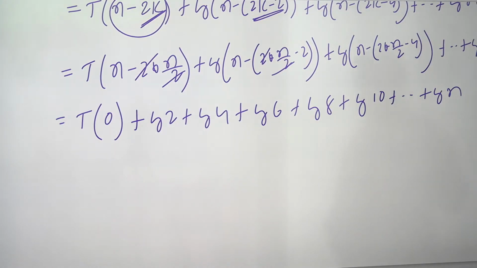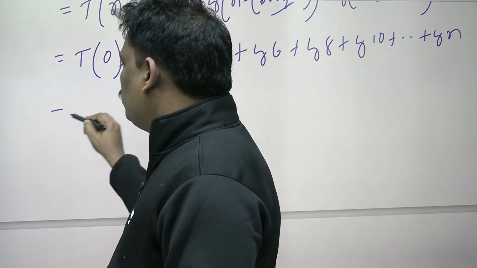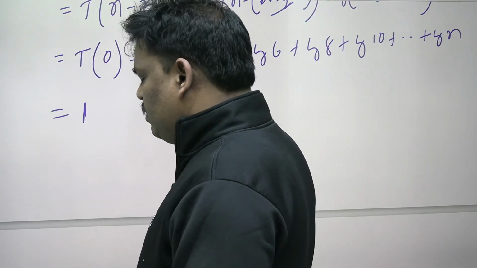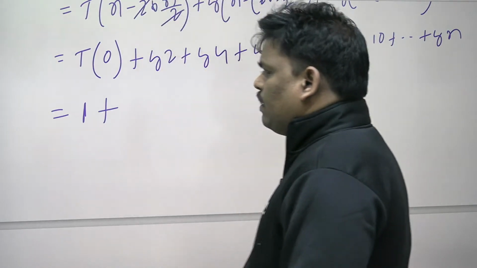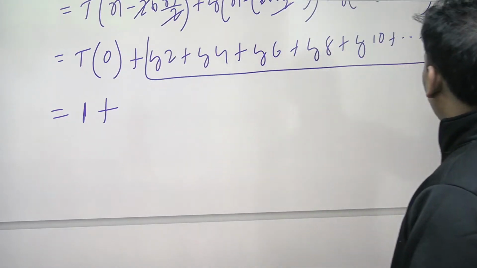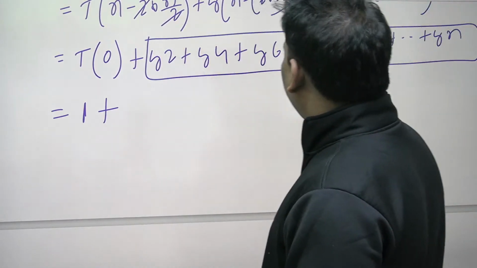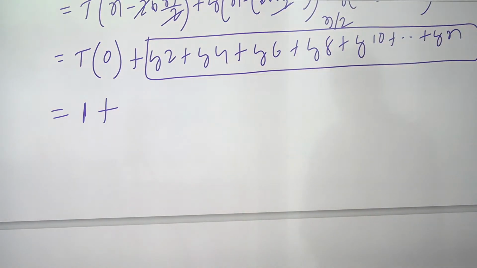Log 2, log 4, log 6, log 8 and so on. All are even numbers. Everyone knows T of 0 is 1, so that is the termination: 1 plus log 2, log 4, log 6 and so on. How many terms are there? Approximately n by 2, because they are only even numbers: log 2, log 4, log 6, log 8 and so on, up to log n.